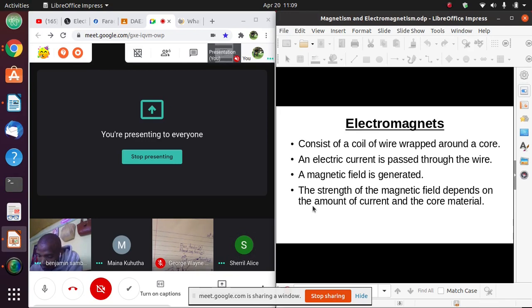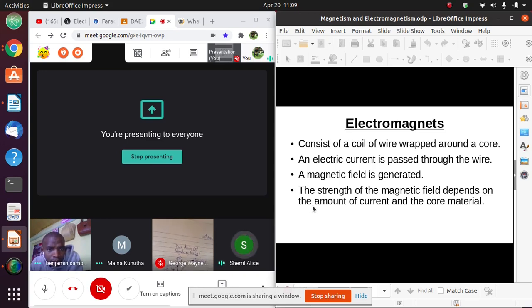Electromagnets are also known as solenoids. What you have is a coil, usually wound around a core. You have a wire that has been coiled around a core. You pass an electric current through that coil, through that wire. You'll find that a magnetic field will be generated. Are we together? The strength of the magnetic field will be determined by the current, the core material, and the number of coils within that electromagnet.